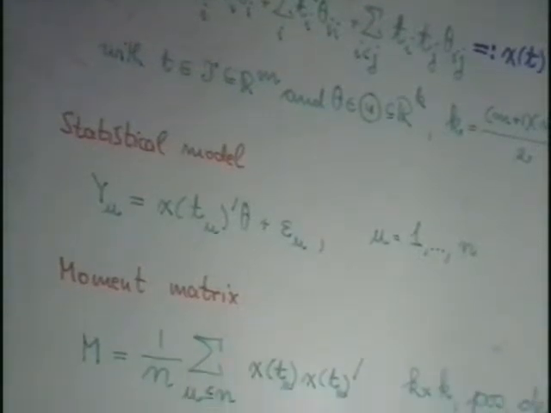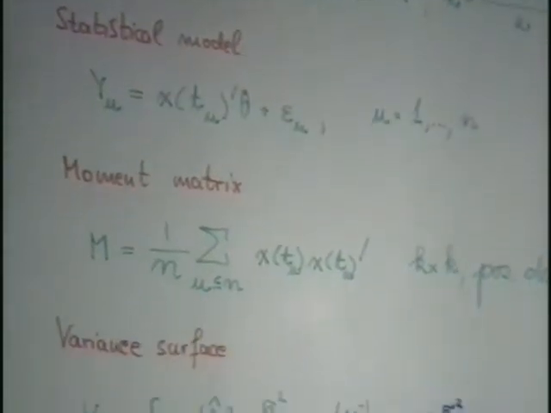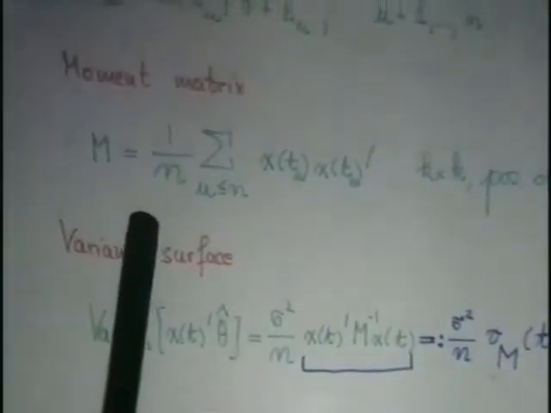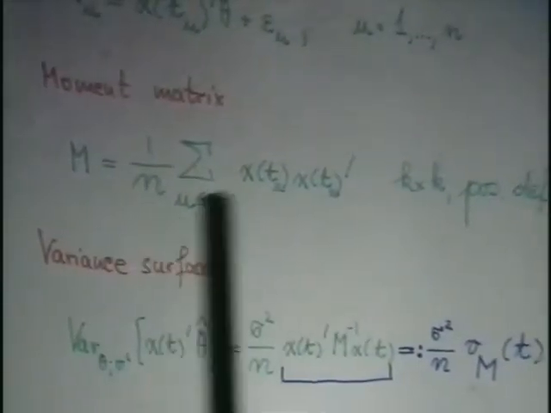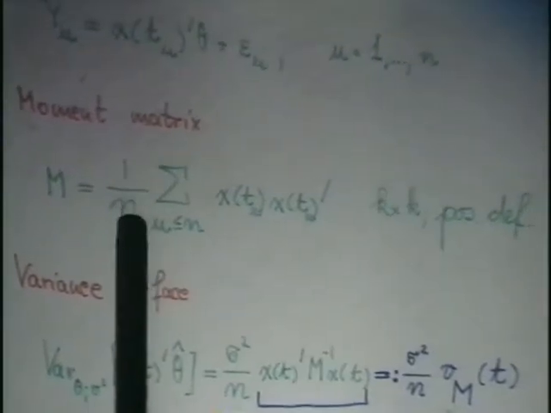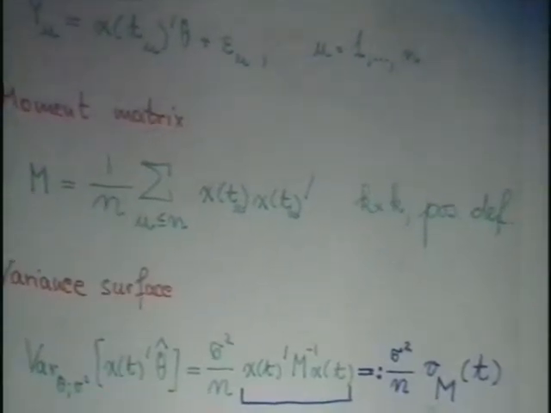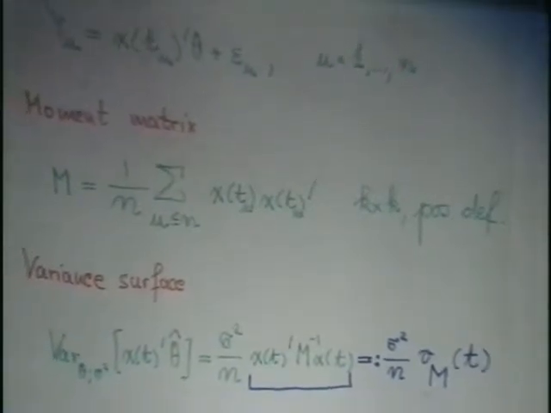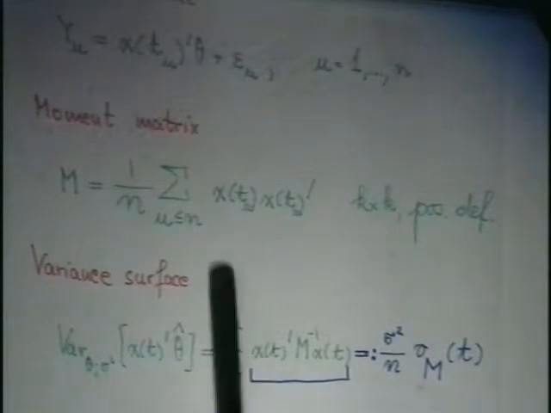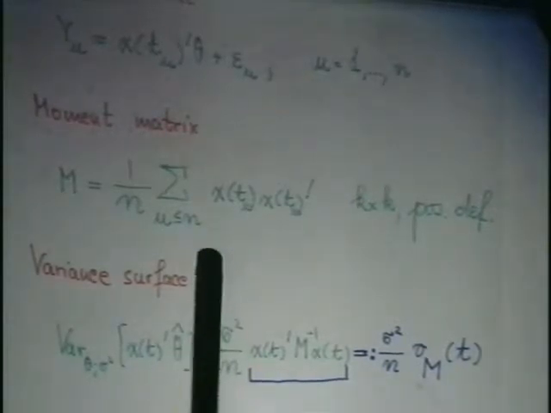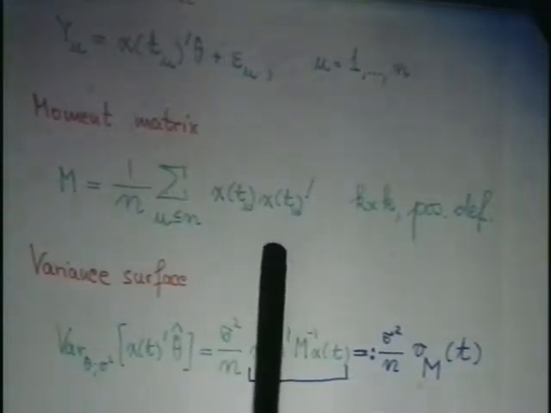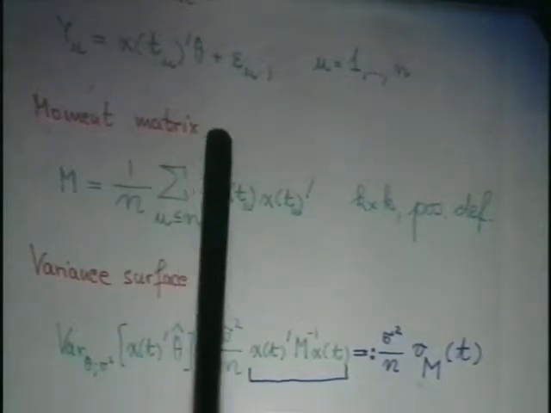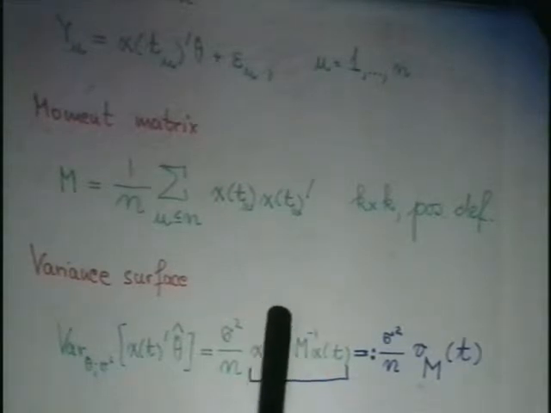Then we know that our classical linear model theory is applicable, and the important quantity from the design point of view is the moment matrix M, which is formed in the following way. We have a total of n observations, so we give weight 1 over n to each individual term, which is then summed up, and the terms are made up out of these regression vectors. That's a column vector times a row vector, and we sum over all these possible vectors. So we sum over all these possible rank 1 matrices.